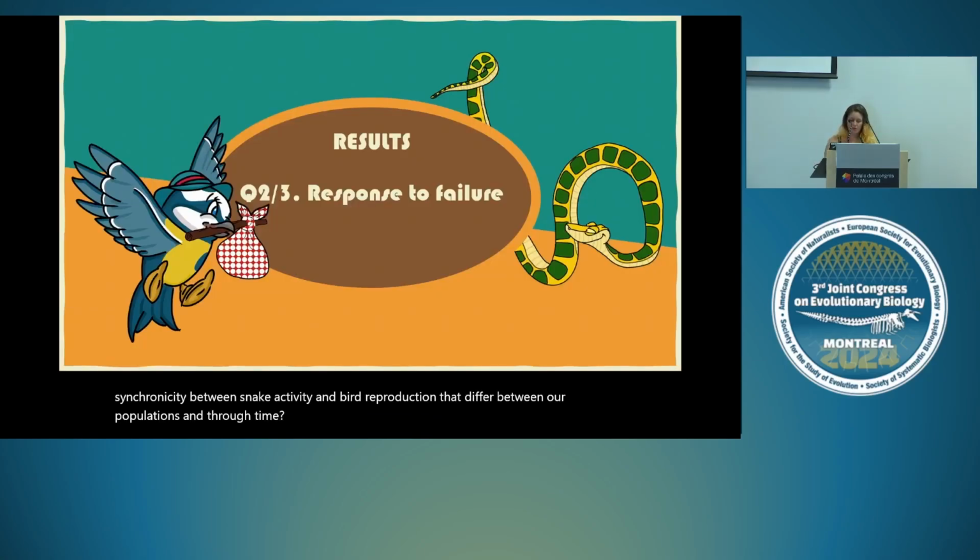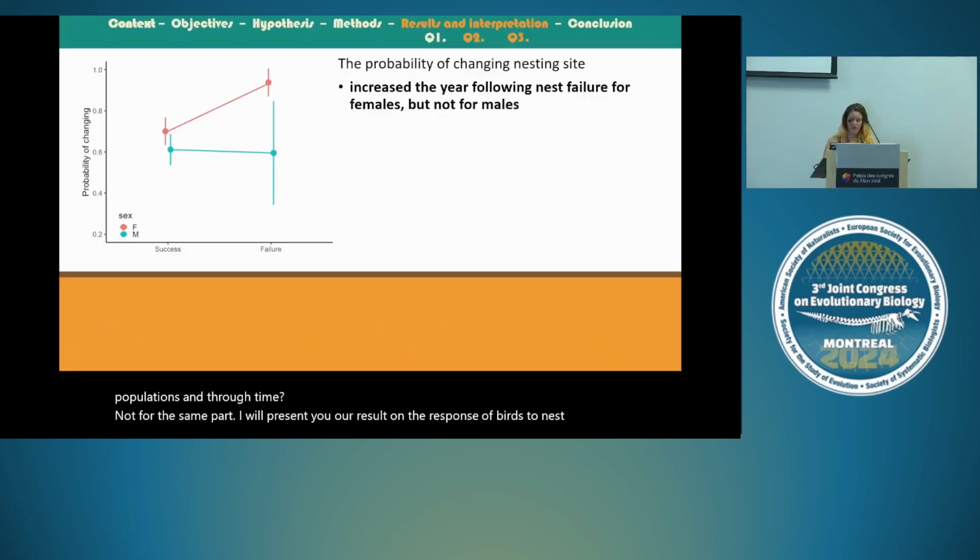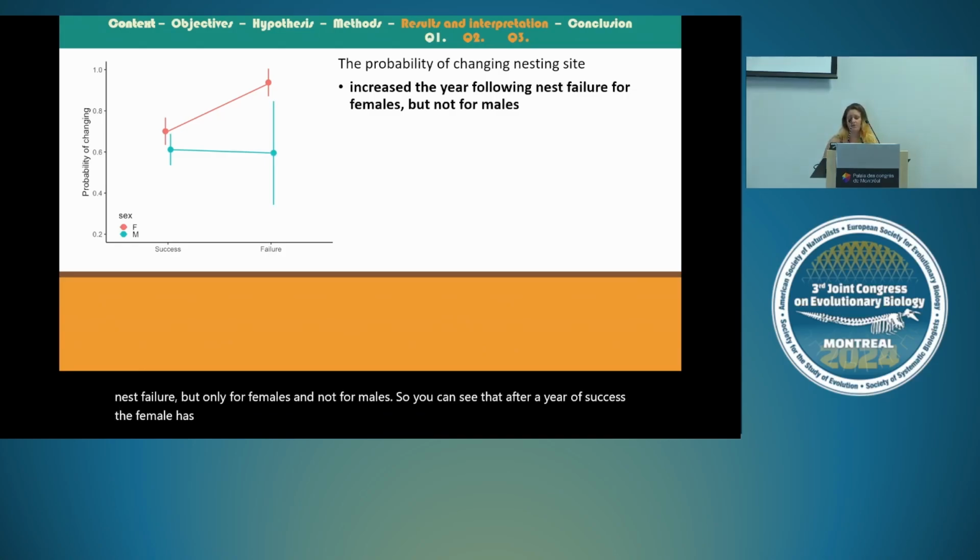Now for the second part, I will present our results on the response of birds to nest failure. Our results indicate that the probability of changing nesting site increased the year following nest failure, but only for females and not for males. So you can see that after a year of success, the female has about 70% probability to change nesting site, while this probability increased to about 90% after a failure. While for males, it stays constant at about 60%, although you can see that the variance increases after failure.